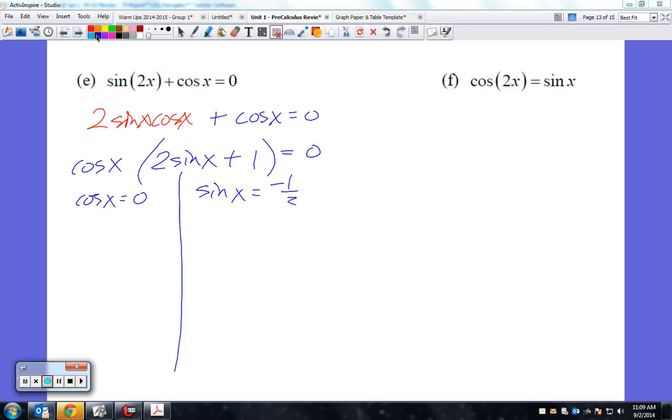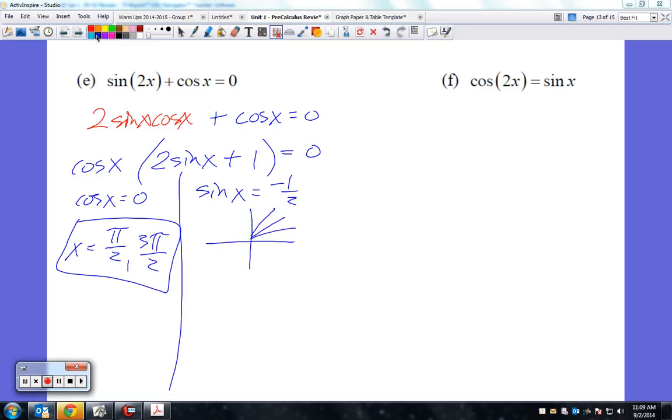Negative 1/2. Nice. Alright. When is the cosine of x equal to 0? Pi over 2 and 3 pi over 2. Remember, we're only in that first 0 to 2 pi, not inclusive with the 2 pi. We're not doing negative direction. We're doing positive. Alright. So what is the y value? Negative 1/2. So here we go.